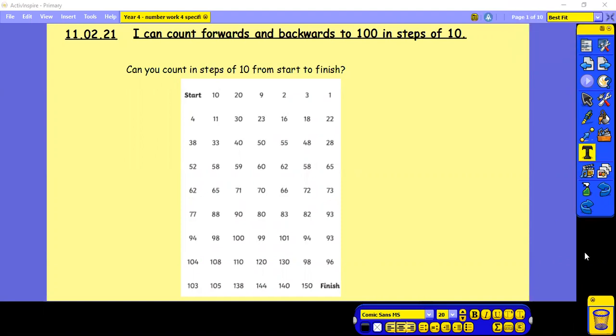So let's start by writing the short date and underlining, and then the learning objective. I can count forwards and backwards to 100 in steps of 10, and underlining.